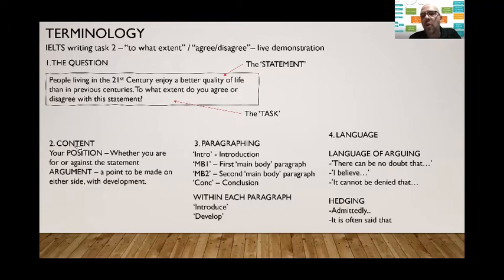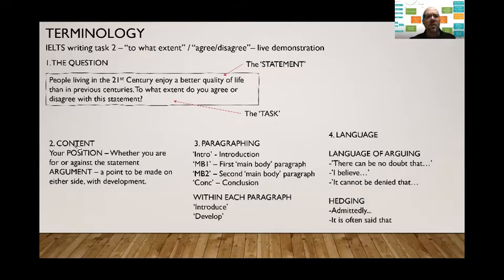So when I talk about your position, what I mean is whether you are for or against the statement that's made here: people living in the 21st century enjoy a better quality of life than in previous centuries. Your position is the extent to which you agree or disagree with that. It's really important that you know it before you start writing. This is not an essay to analyze and come to terms and make a decision during the essay. It's an essay where you want to know your position from the outset and argue and support your position throughout, even if you are going to write a two-sided argument.